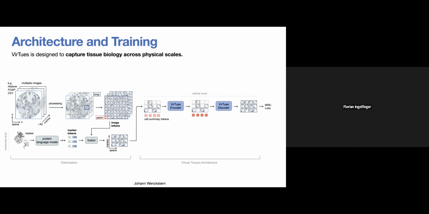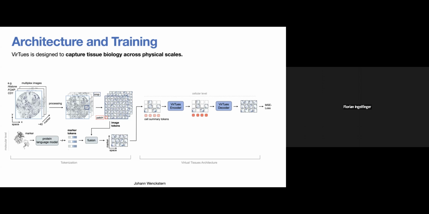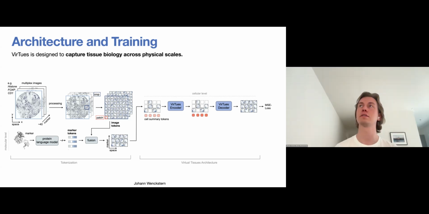Sorry, an additional question. The marker tokens, basically the protein language model, this has been trained on some textual data that happened basically outside of VirTues, right? Yes, this happened outside. We used a pre-trained ESM model here, ESM2, which was basically trained BERT style. Okay. And it's frozen and we don't backpropagate gradients. Okay, thanks.